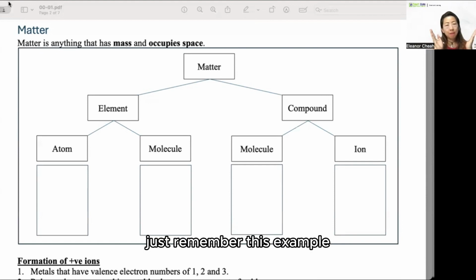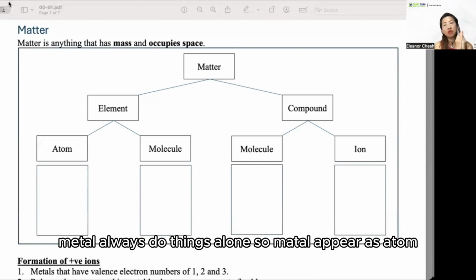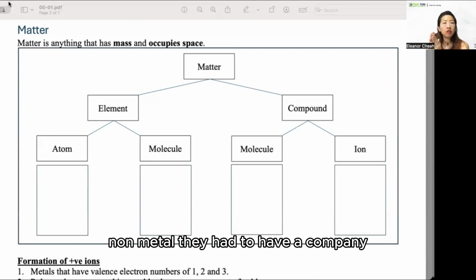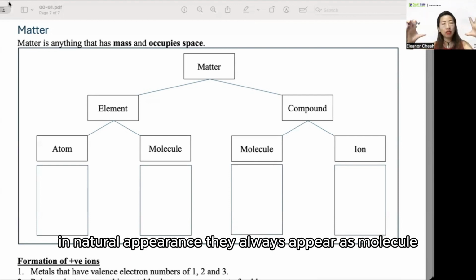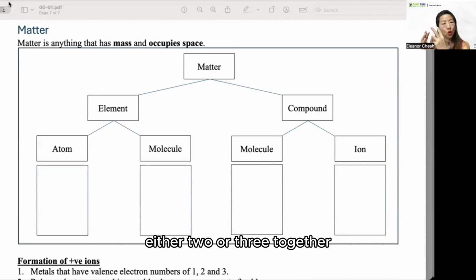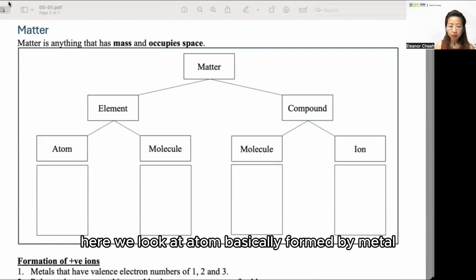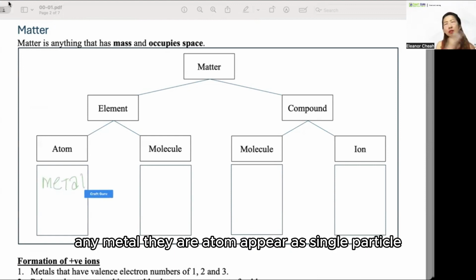Just remember this example. Metal always does things alone. So metal appears as atom. Non-metal, they have to have a company. Therefore, in natural appearance, they always appear as molecule, either 2 or 3 together. Here we look at atom, basically formed by metal. Any metal, they are atom, appear as a single particle.